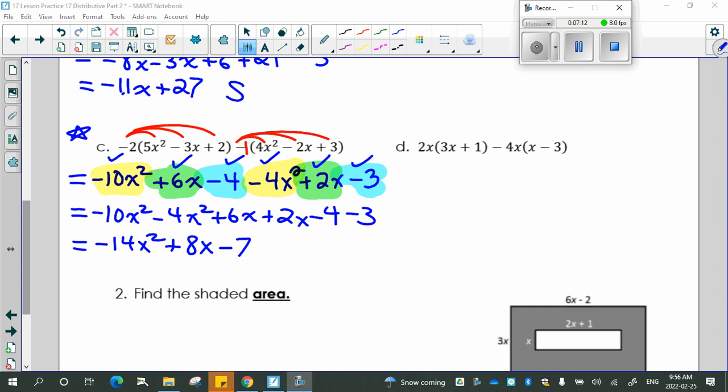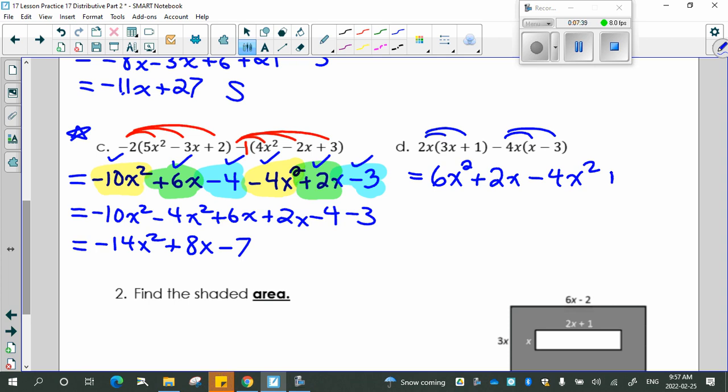Paul, do you have the first step? Yeah. Okay, give me the first. 2x times 3x is 6x squared. Good. And then 2x times positive 1x is 2x. And then negative 4x times x was negative 4x squared. And then negative 4x times negative 3 is positive 12x.